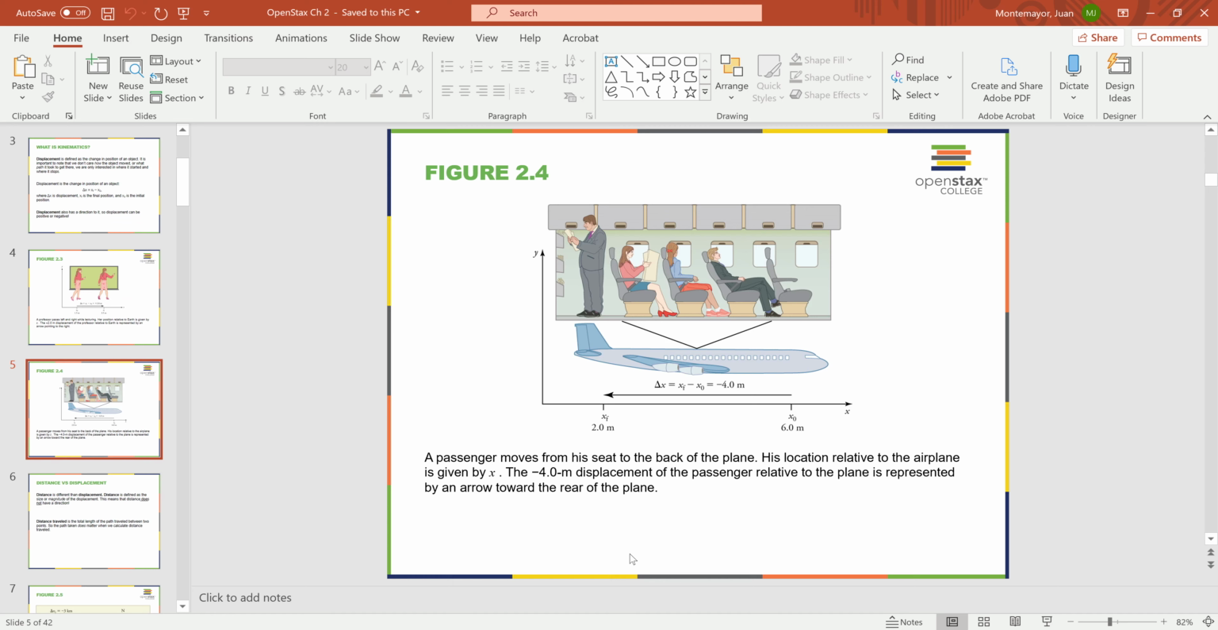For this one, though, we have a passenger that moves from his seat to the back of the airplane. So he was somewhere in the front or in the middle of the airplane here. So his initial position, according to the airplane, is 6 meters, right? And he goes to a position that is now 2 meters. That's his final. So here we do 2 meters minus 6 meters. So his displacement here is negative 4 meters.